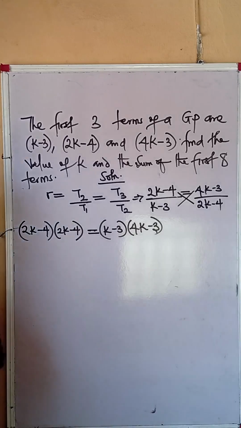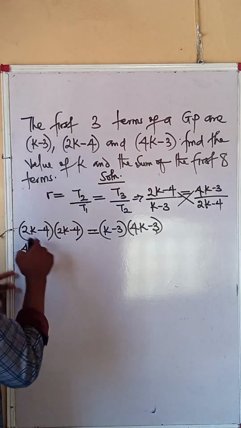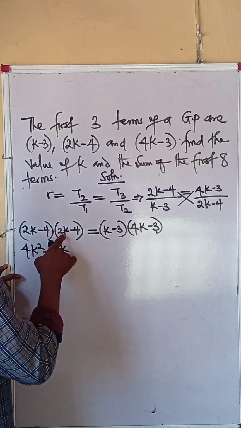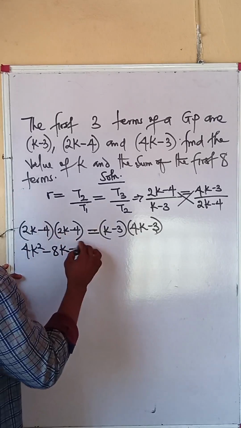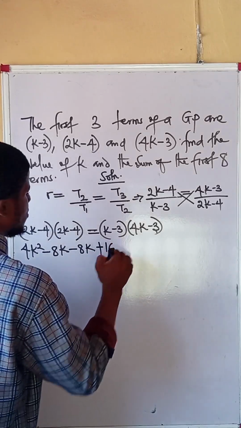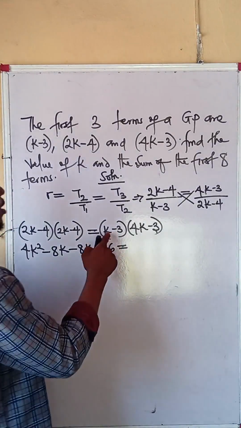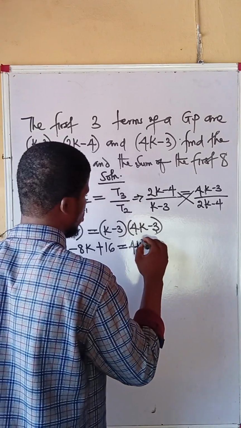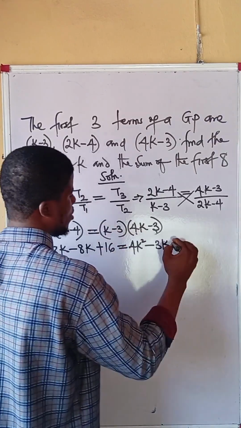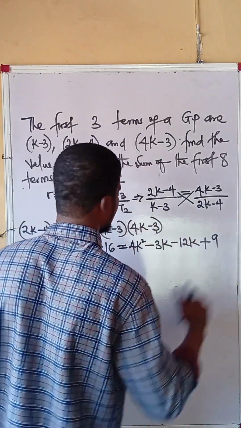If I open this bracket, 2k times 2k is 4k squared. 2k times minus 4 is minus 8k. Minus 4 times 2k is still minus 8k. Minus 4 times minus 4 is plus 16. This is equal to k times 4k, that's 4k squared, k times minus 3 is minus 3k, minus 3 times 4k is minus 12k, and minus 3 times minus 3 is positive 9.